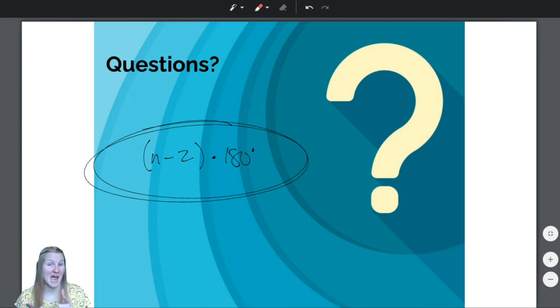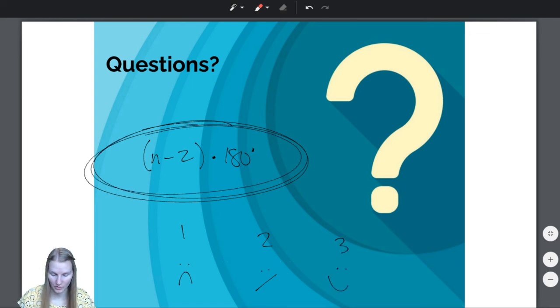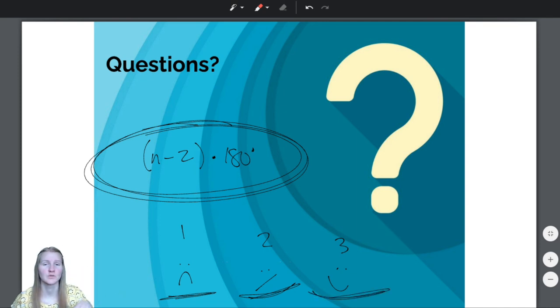So, now is the time. Rate yourself on your understanding of the Polygon Interior Angles Theorem. Are you lost? Do you not know what's going on? Do you think you know what's happening, but you want to try the homework? And do you totally get it completely and you're ready to ace the homework and help all of your friends on your homework? Assess how you're feeling with the material.